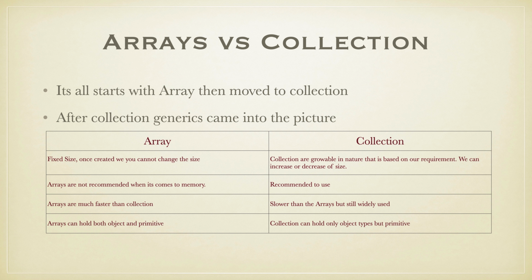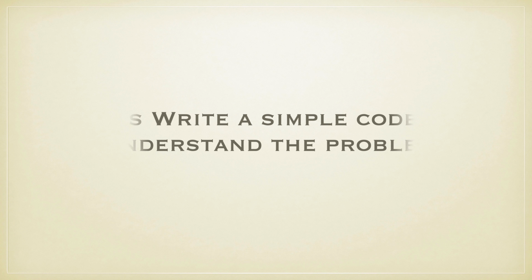Another important thing: arrays can hold both objects and primitives. But a collection can only hold object types. It will not handle primitives, because when you create a collection, it has to be wrapper class objects. It will not take int or something like that. Right? Enough is enough. Let's create a simple example and I'm going to show you what is there in arrays, what is there in collections, and what the difference between the two is. We're going to see it in a real-time example.